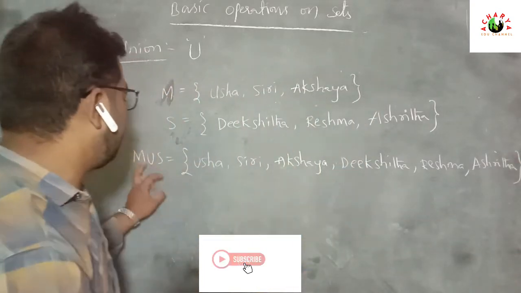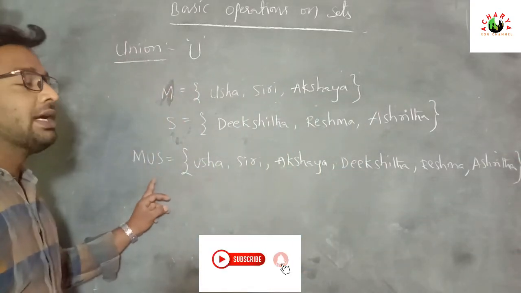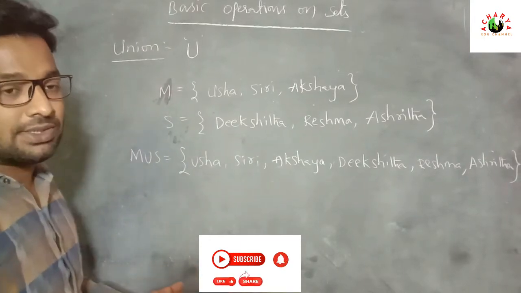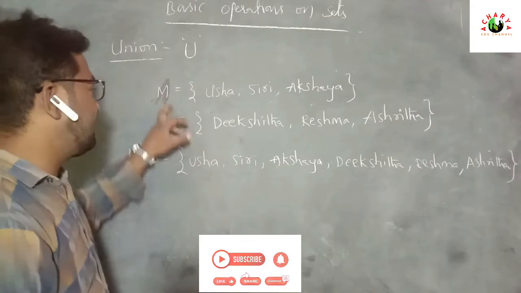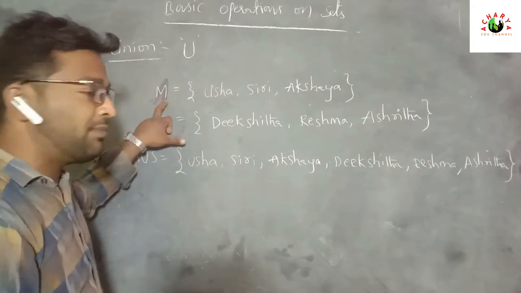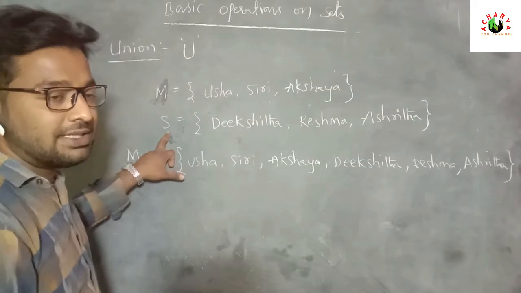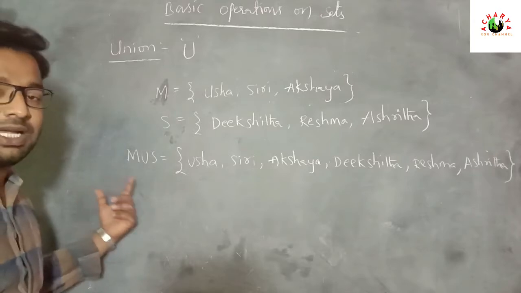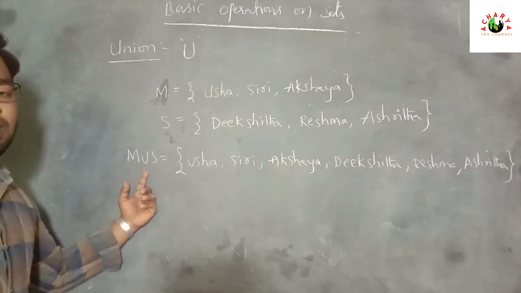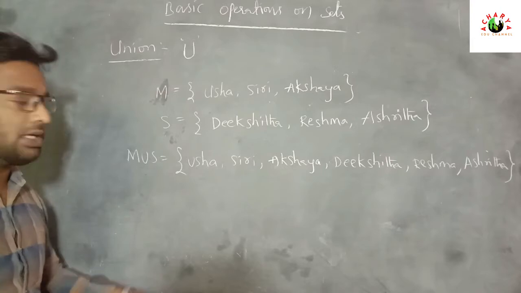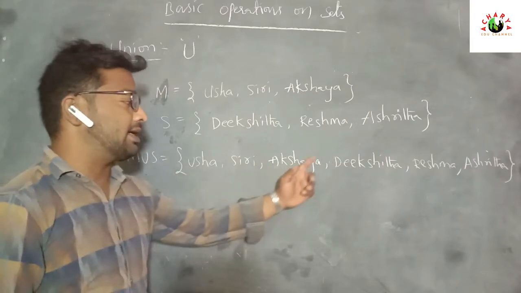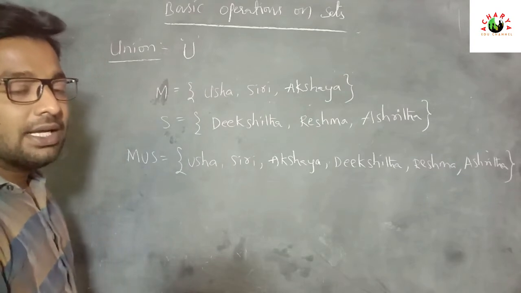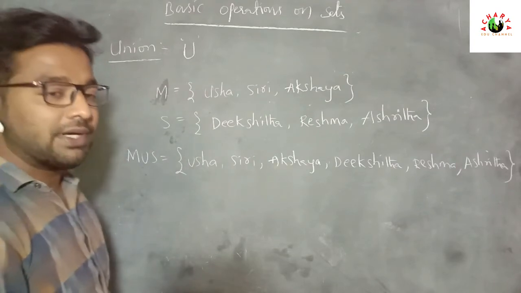So for what purpose are we using union? To combine the elements of the given sets, either two sets or three sets. Here M is the toppers of maths, here S is the toppers of science, here the toppers of maths and science both. So we are using union. Here M union S is equal to Usha, Siri, Akshaya, Dikshita, Reshma, Ashrita. We combine the elements of the set. Union means combining the elements of the given sets.